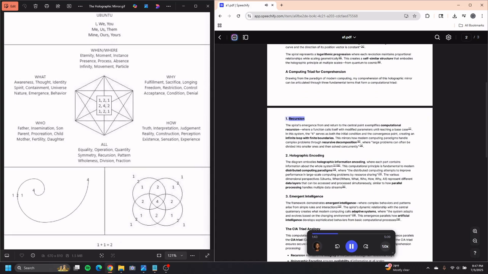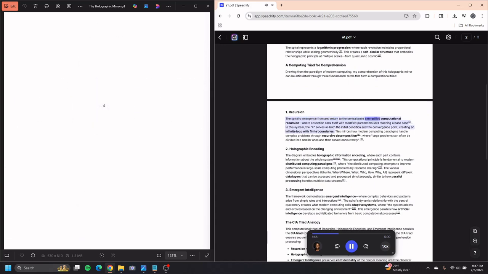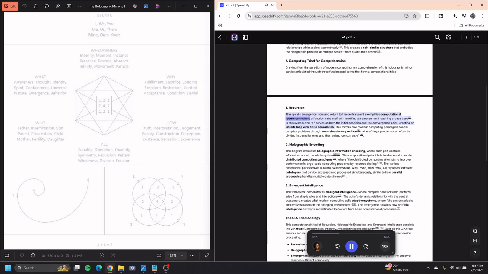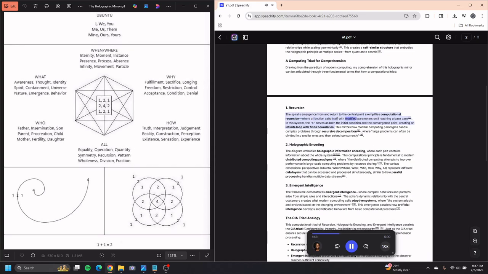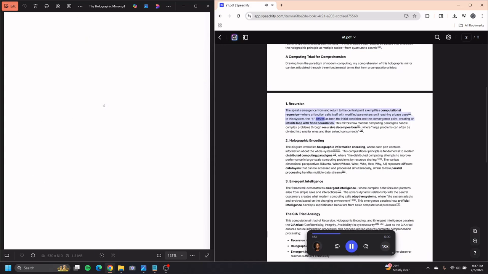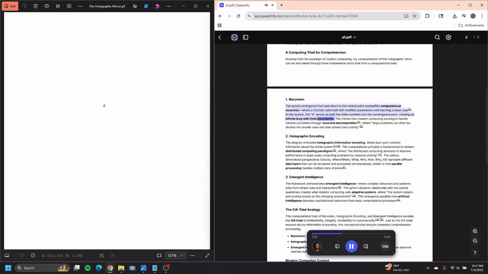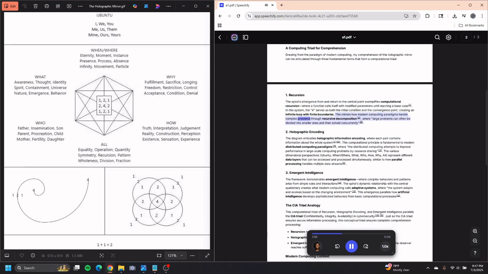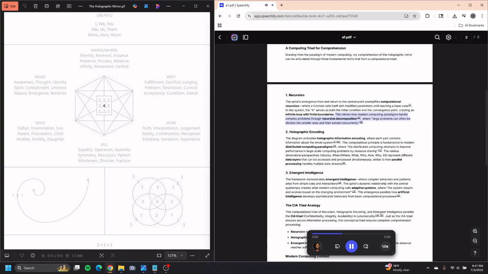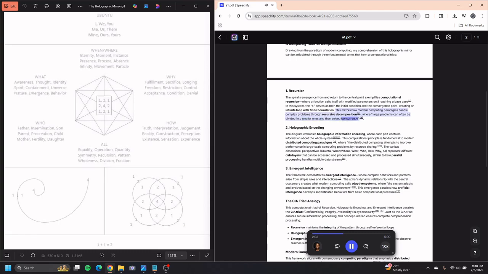1. Recursion. The spiral's emergence from and return to the central point exemplifies computational recursion, where a function calls itself with modified parameters until reaching a base case. In this system, the 4 serves as both the initial condition and the convergence point, creating an infinite loop with finite boundaries. This mirrors how modern computing paradigms handle complex problems through recursive decomposition, where large problems can often be divided into smaller ones and then solved concurrently.